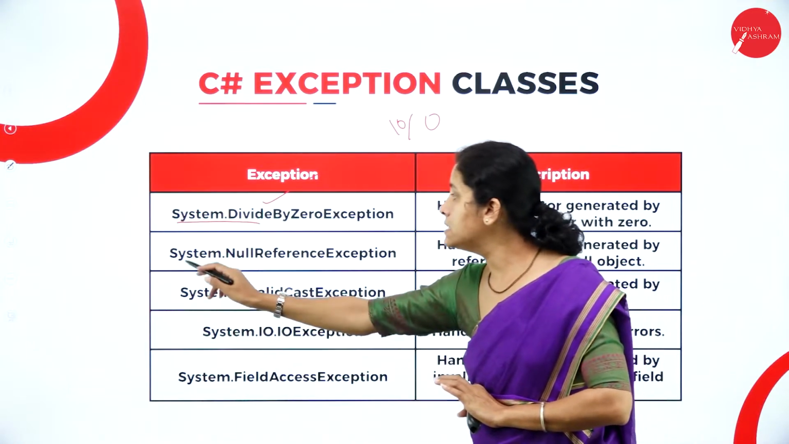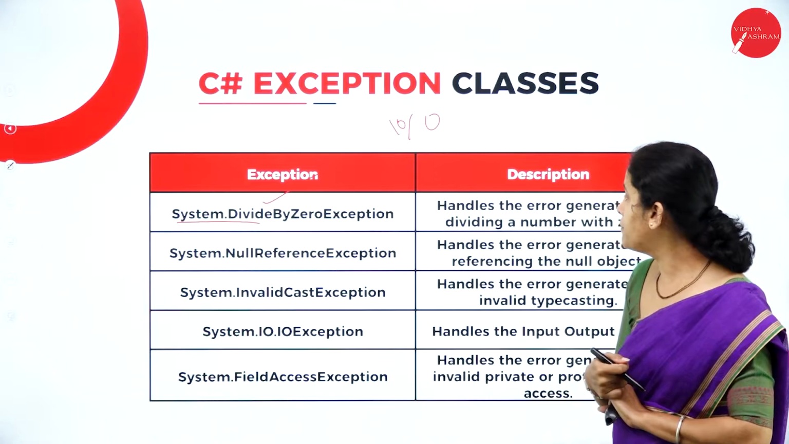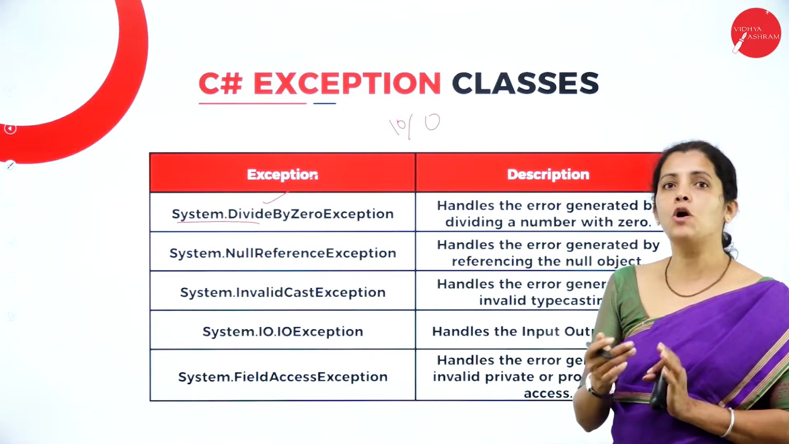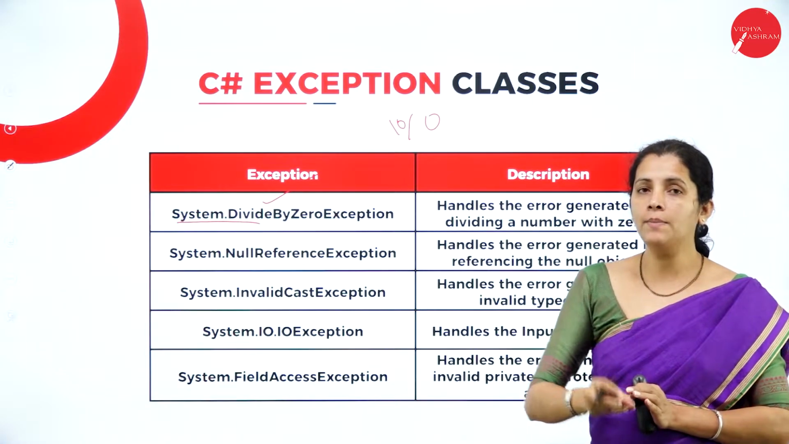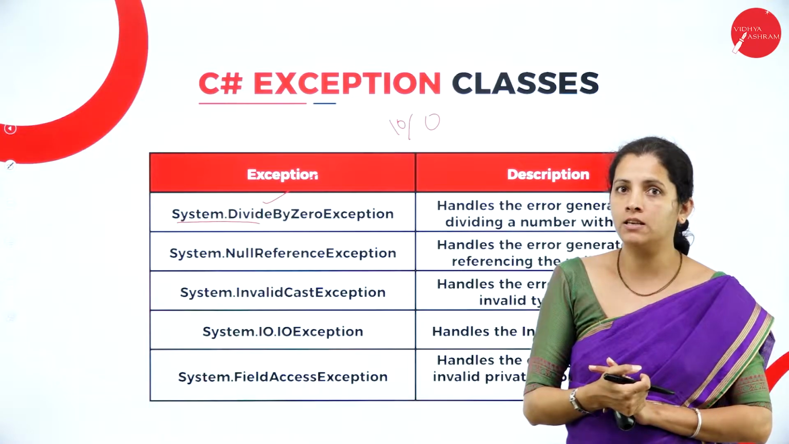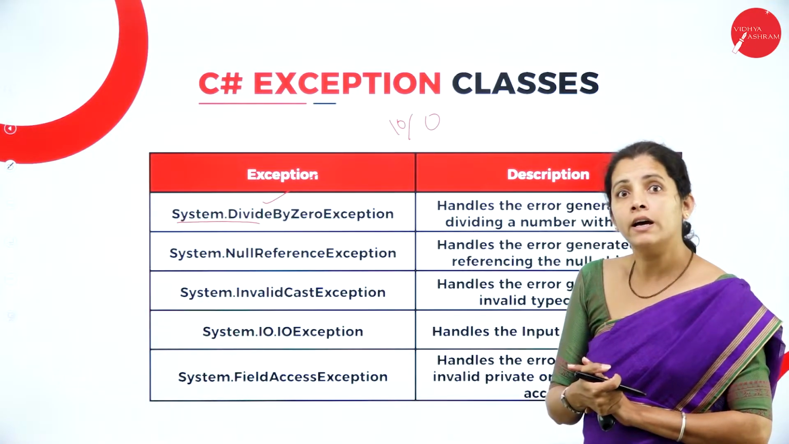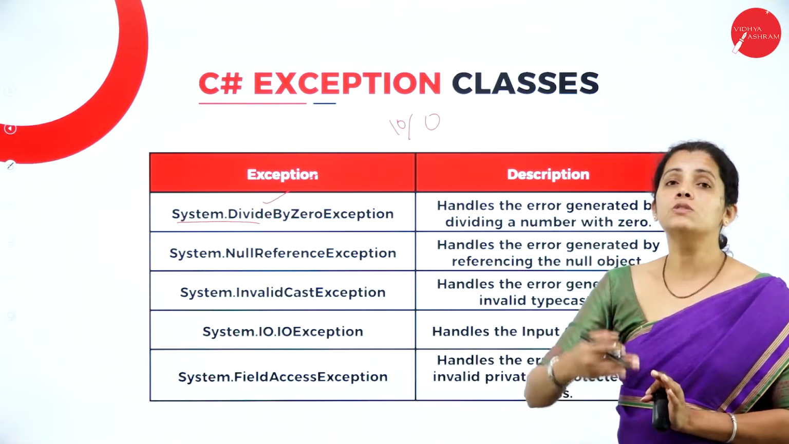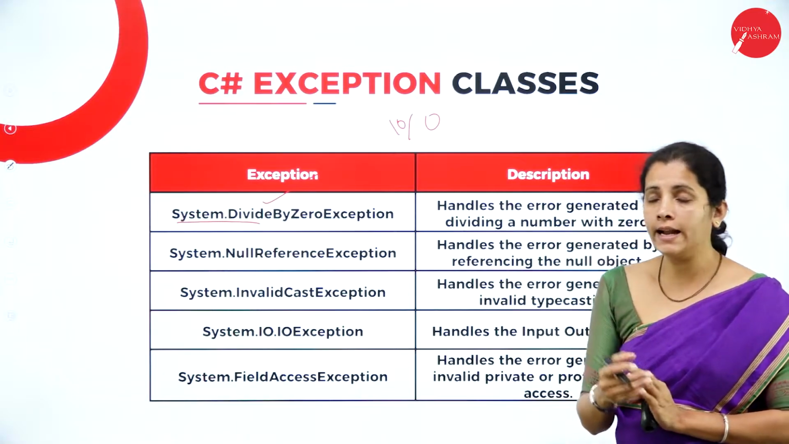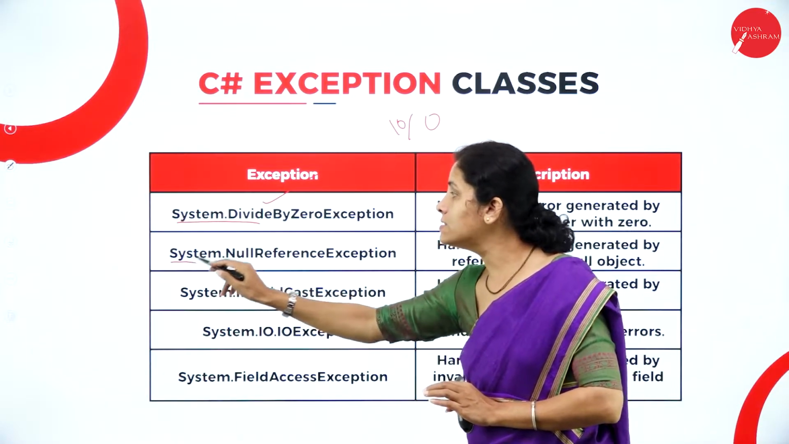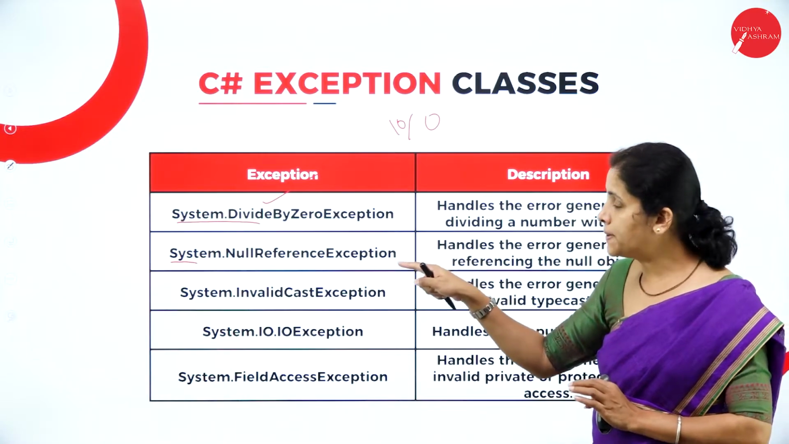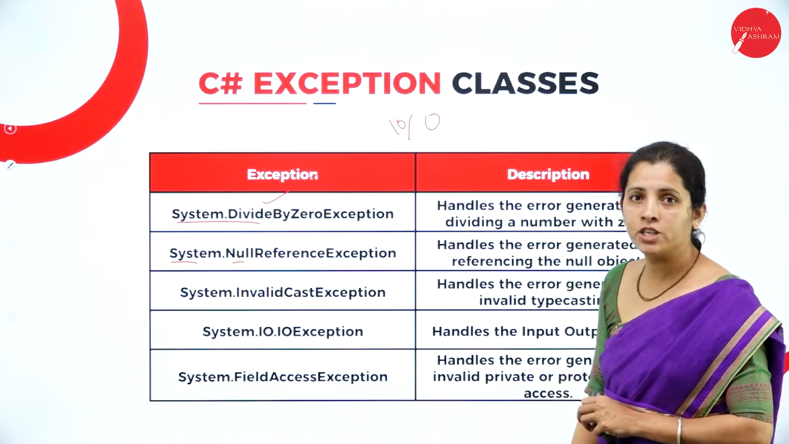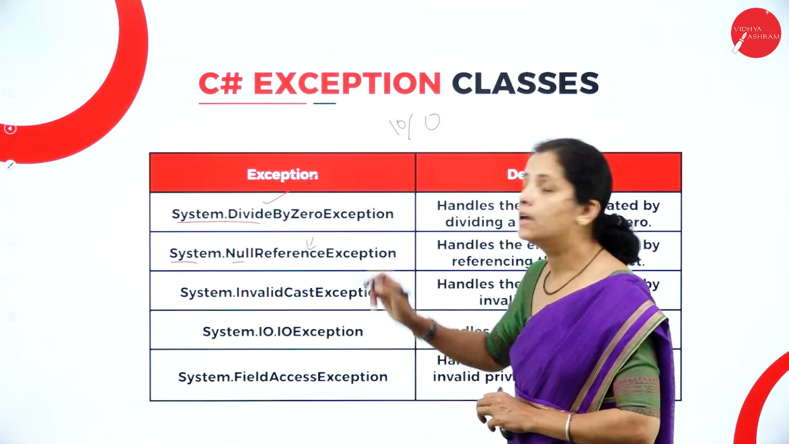And if I consider System.NullReferenceException, there are certain times I just want to reference an object. And if I try to reference a null object, then what's going to happen? It throws an error. To handle that error, I have System, which is my namespace. Under that, I have the NullReferenceException. So this is my class.